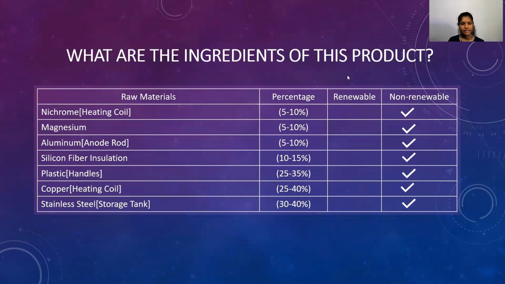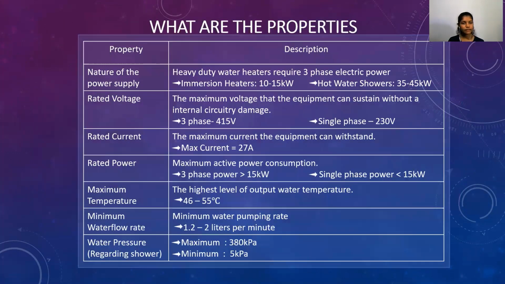Nichrome, magnesium, aluminium, silicon fiber insulation, copper, and stainless steel are some raw materials of this product. Let's look at the properties of electric water heaters. We can divide it into nature of power supply, rated voltage, rated current, rated power, maximum temperature, minimum water flow rate, and water pressure. Now I will give my chance to Anupam.